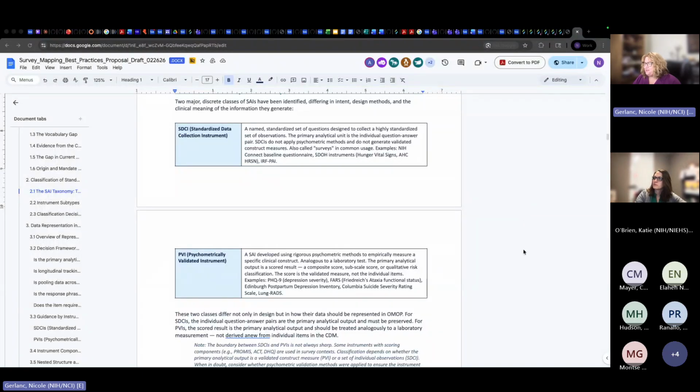And then, there's some discussion about, not only is there a difference in design, but in how the data should be represented. And that's something we've talked about a lot as well, relative to the psychometrically validated instruments having scores and things that are important considerations in addition to maybe looking at question answer pairs. So I'm going to pause here, give you a few beats to kind of skim this on your own, and then let me know if you have any questions, comments, or additions.